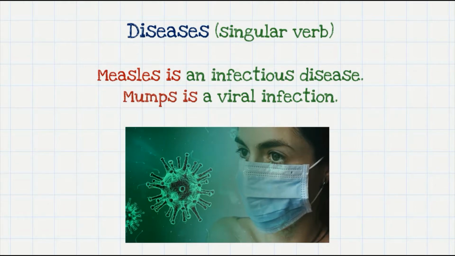The names of certain diseases end with an S, and it might seem that they are plural, however they are not. They always take on a singular verb, like measles. Measles is an infectious disease. Mumps is a viral infection.